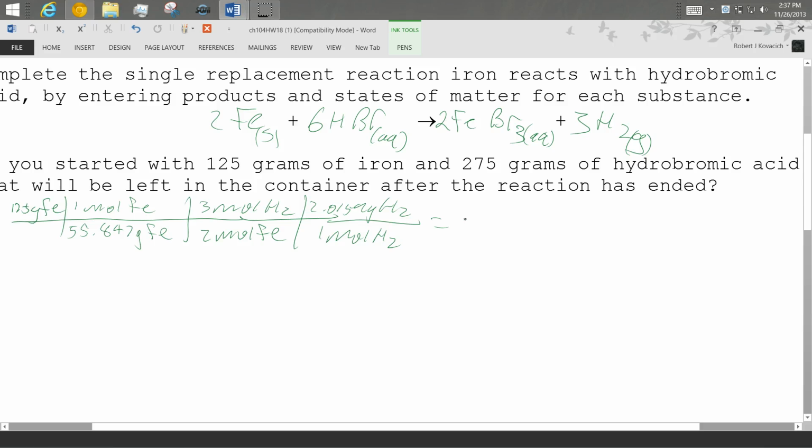Where did the 2 and the 3 come from? Those are the coefficients in the balanced chemical equation. So we have to use those. 8, 4, 7, 8 times 3 divided by 2 times 2.0159 equals. So I'm getting 7.25 grams of hydrogen gas.